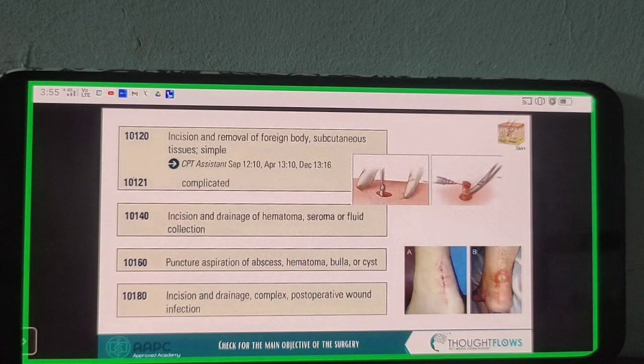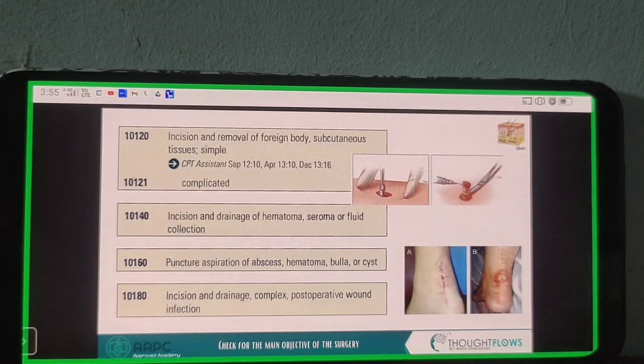Incision and removal of foreign body. So incision and removal of foreign body. Same like that for simple 20, complicated 21. Then 140. Incision and drainage of hematoma, seroma means go for 140.